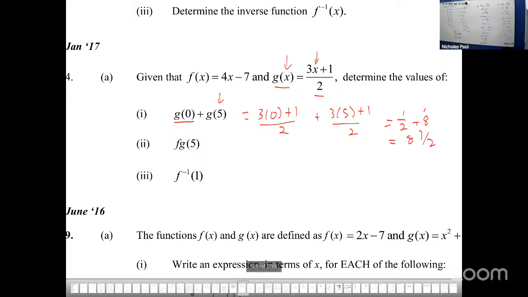Next one is f of g of 5. We did like these yesterday. What do you do with g of 5? You can put that in brackets. And we worked out g of 5 already. That was this part here. g of 5 was 8. So all we have to do now is find f of 8. That'll be 4 times 8 minus 7. That'll be 32 minus 7. So that'll be 25.